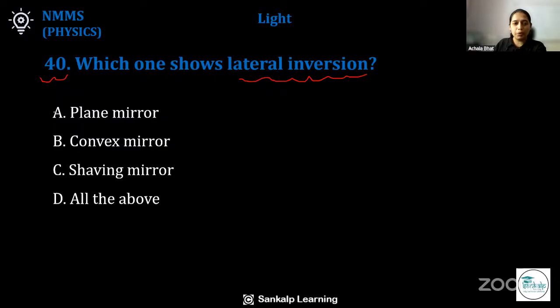Option A, plane mirror. Yes, in a plane mirror, we see lateral inversion. If I move my right hand in front of the mirror, the image looks like it is moving its left hand. So option A is correct. B, convex mirror. Yes, in a convex mirror also, lateral inversion is shown. Therefore, this is also correct.